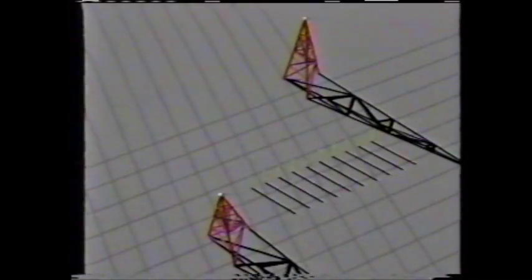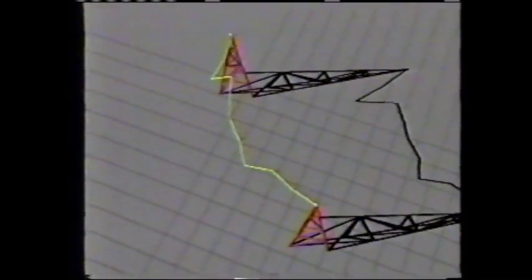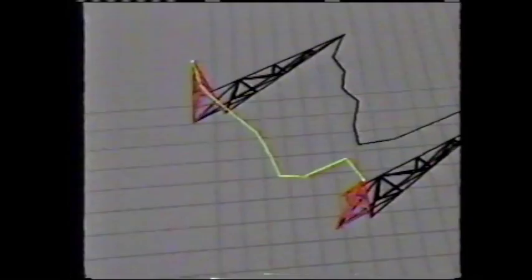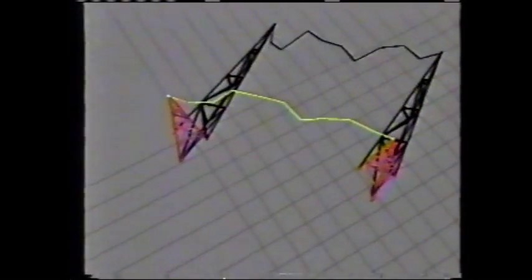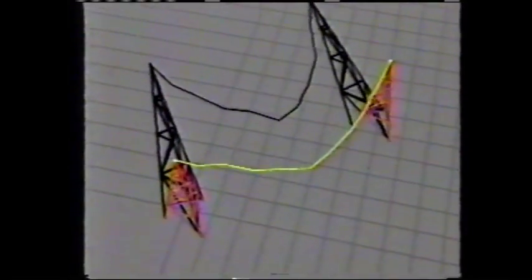This sequence shows the self-assembly and motion of a chain. The links are connected using point-to-point constraints, and the ends affixed to the towers using point-to-nail constraints. The swinging motion of the chain arises naturally from the dynamics of the system.